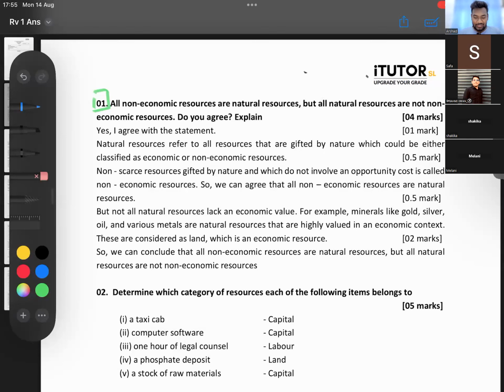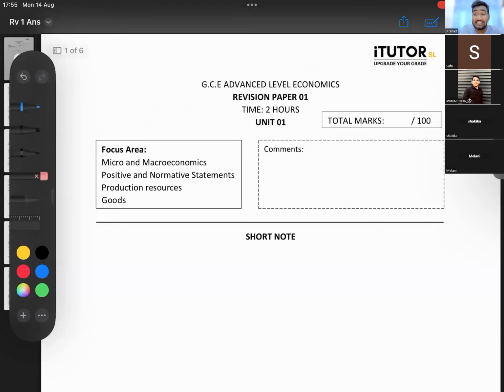Okay, we'll start, guys. We'll start with the revision paper 1. Like I said, revision paper 1 focuses on these areas: micro and macro, positive and normative, and also production resources and goods. I have the answer sheet with me, but we'll keep the answer sheet aside. We'll go through the question page.